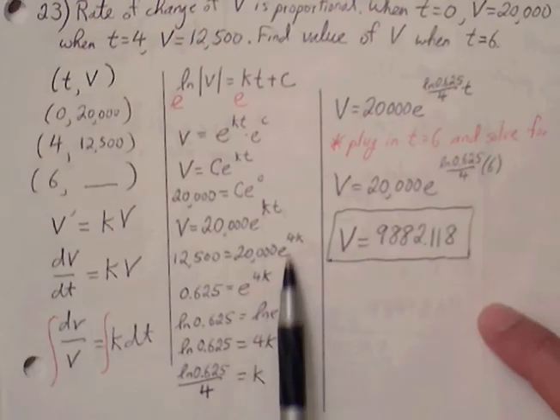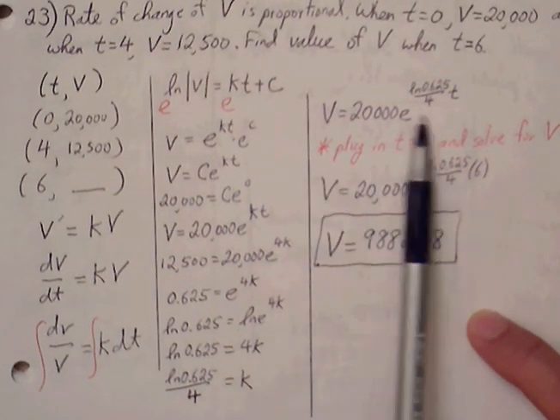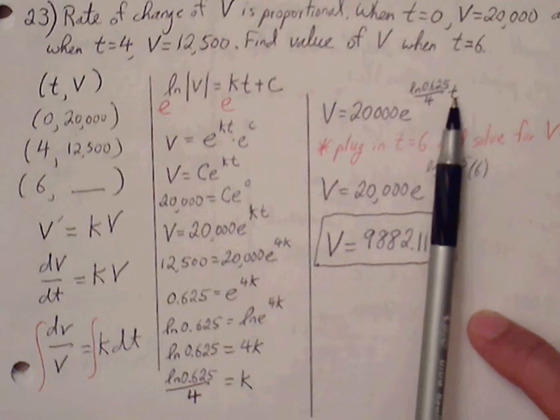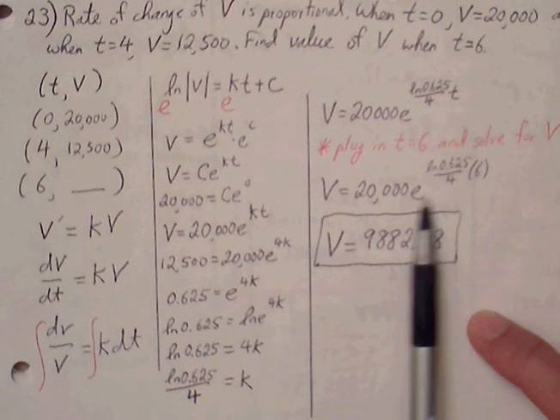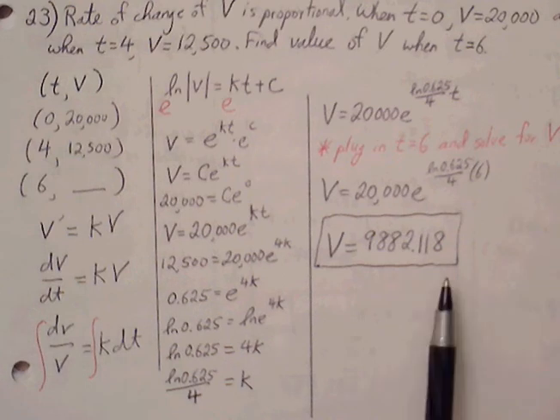Okay, we have our k value, we have our c value. Now we can write our specific equation, and we can plug 6 in for t, and then solve for v. So all this goes in your calculator, and this reduces to be 9,882.118.